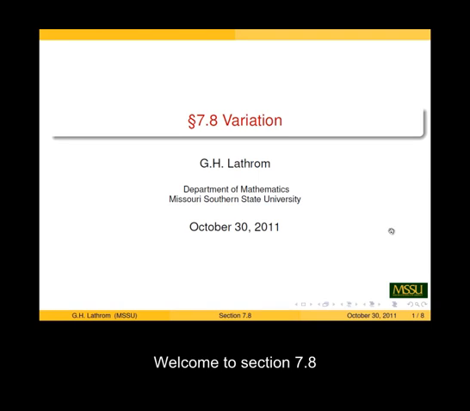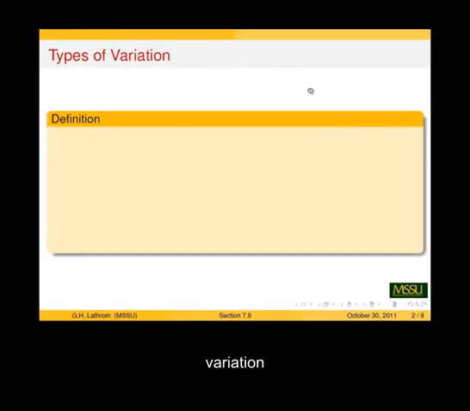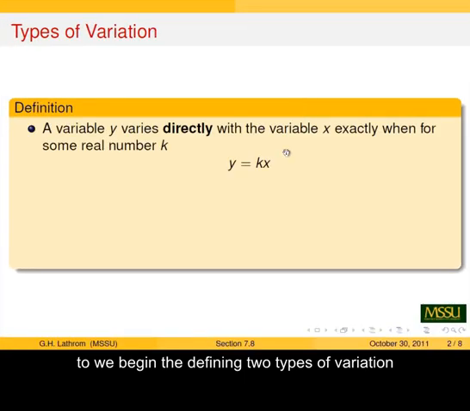Welcome to section 7.8, Variation. We begin by defining two types of variation.